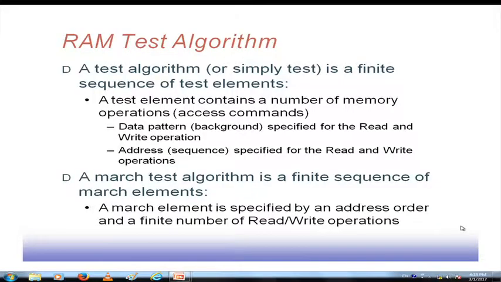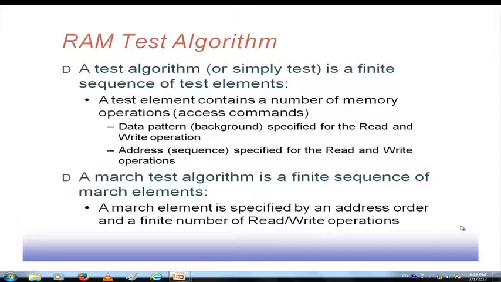And similarly, if we want to modify one location, it should not be the case that some other location also gets modified due to that writing. So, basically we need to do some read write operations over the memory cells to check whether the memory cells are working properly or not. So, when we talk about a RAM test algorithm, that is basically talking about a sequence of test elements or a sequence of patterns to be applied for testing the particular memory.